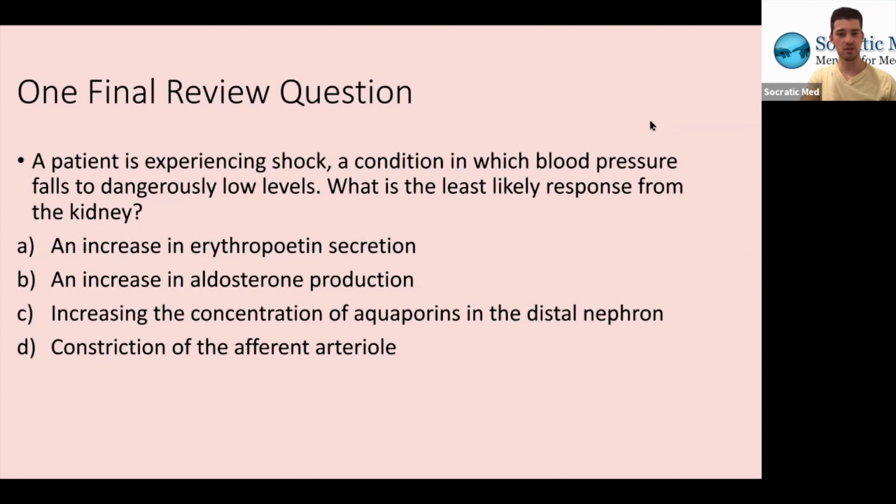So take a look. A patient is experiencing shock, a condition in which blood pressure falls to dangerously low levels. What is the least likely response from the kidney? So take a look at this. I'll give you a minute or two, then we can discuss.